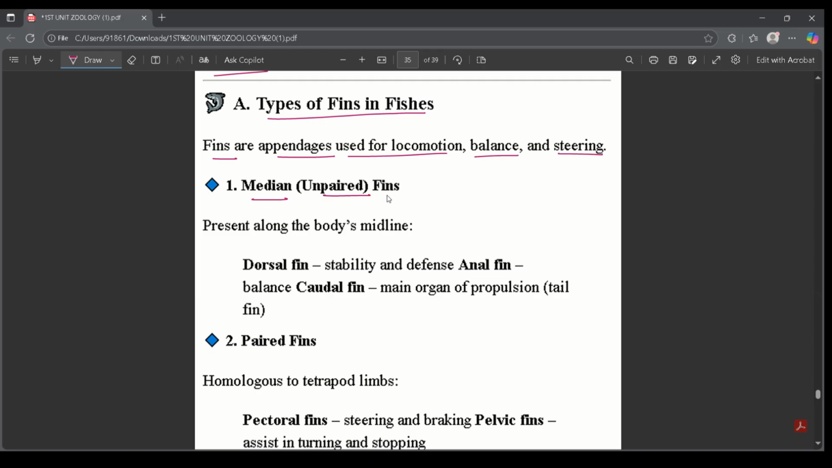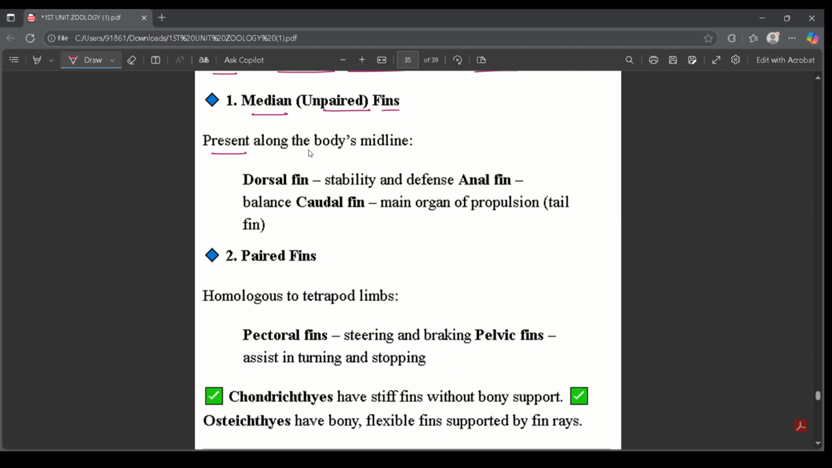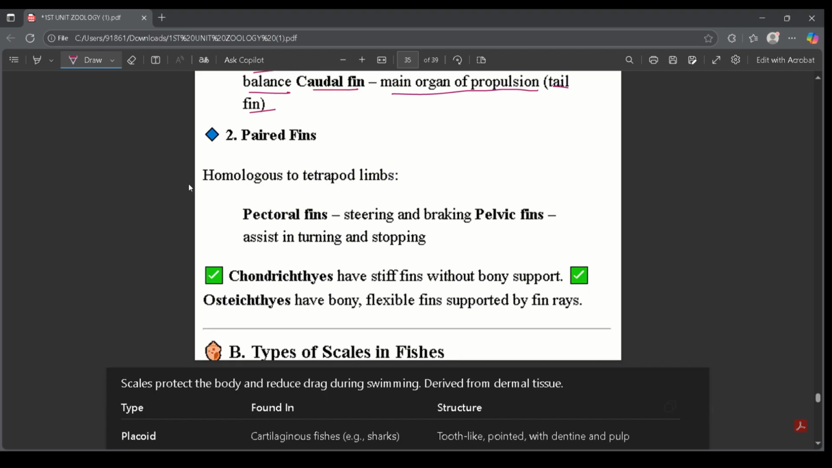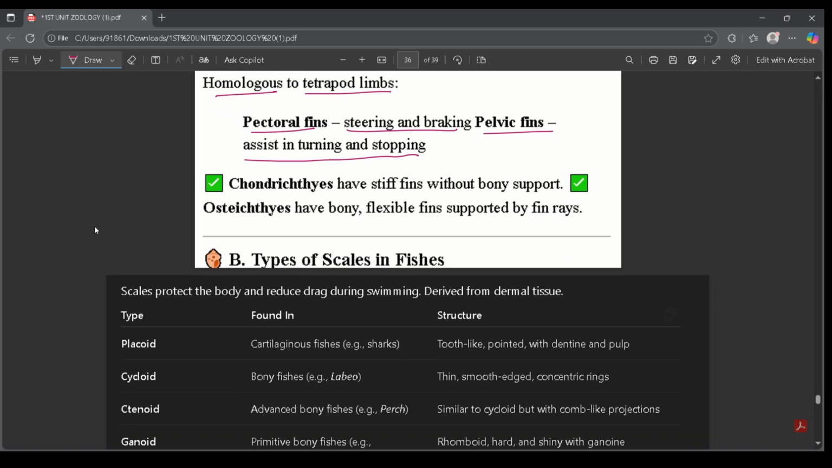Median, unpaired fins are present along the body's midline: dorsal fin for stability and defense, anal fin for balance, and caudal fin, the main organ of propulsion, which is also called the tail fin. Paired fins, homologous to tetrapod limbs: pectoral fins for steering and braking, pelvic fins to assist in turning and stopping. Chondrichthyes have stiff fins without bony support, and Osteichthyes have bony, flexible fins supported by fin rays.